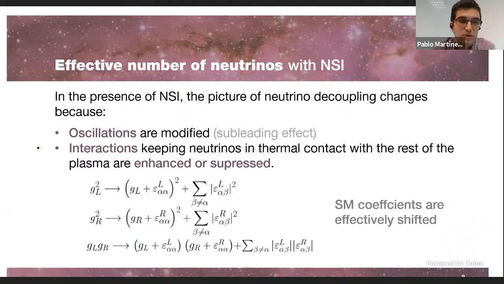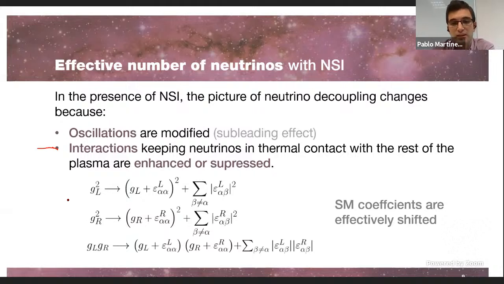And the main contribution comes from the interactions that keep neutrinos in thermal contact with the rest of the plasma. So now we have extra interactions of neutrinos with electrons. That means that, depending on how these interactions are, neutrinos can decouple earlier or they can decouple slightly later, and this leads to a different value of N_eff. So by measuring N_eff, we can actually get information on these NSI parameters.